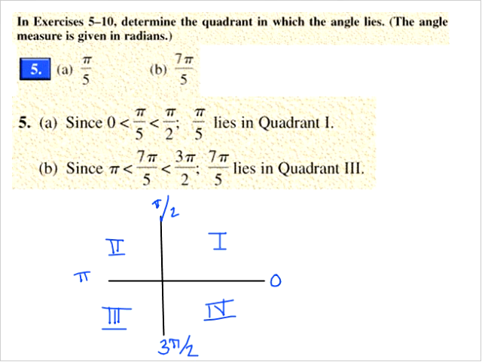So pi over 5 falls between 0 and pi over 2. So pi over 5 is somewhere in the first quadrant. And 7 pi over 5 falls somewhere between pi and 3 pi over 2, so that falls in quadrant 3. Now technically, if you wanted to put everything in decimal form by using your calculator and using the division, you could do that to see exactly where it falls.